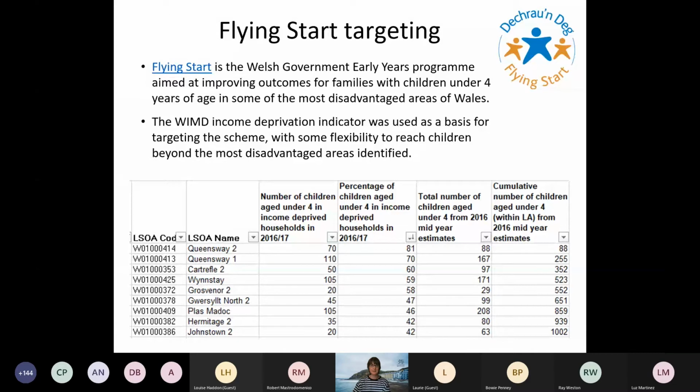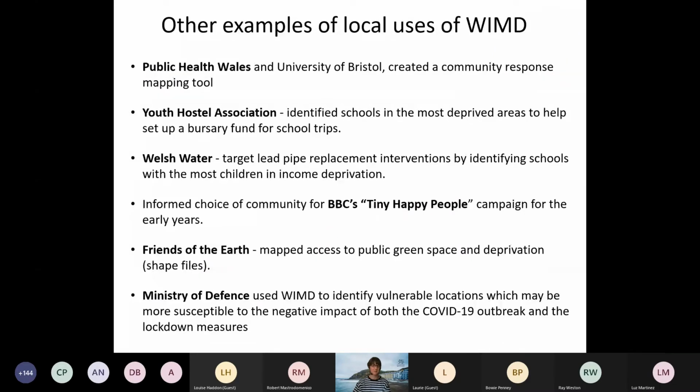So if we can move to the next slide, there are a list of other recent examples here of uses of WIMD. Again, there will be similar ones for the different nations. I won't read them all out, but it gives you a flavour of how the indices and the underlying indicator data can be used. To draw your attention to the first and last points here, during the pandemic, the indices have been used by public health bodies and the Ministry of Defence to identify communities potentially more vulnerable to the impact of COVID and the restrictions in place.